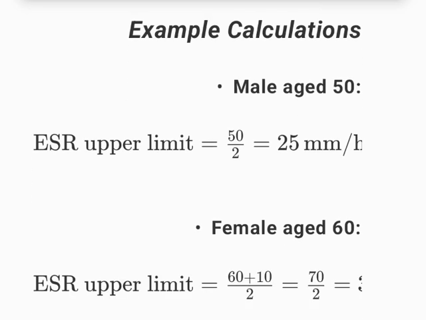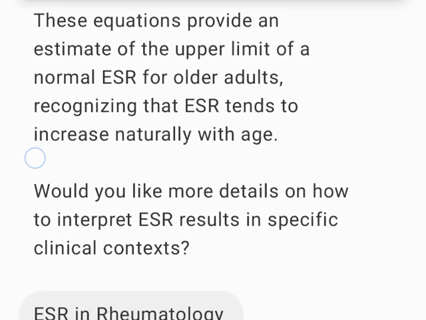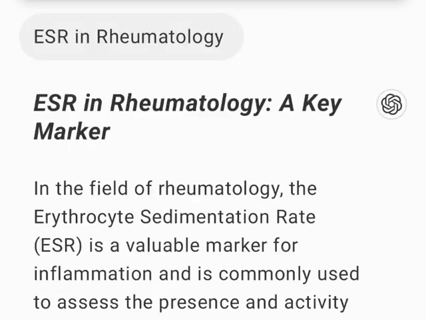Example calculations. Male aged 50, ESR upper limit equals 50 divided by 2, which equals 25. Female aged 60, ESR upper limit equals (60 plus 10) divided by 2, which equals 35. These equations provide an estimate of the upper limit of a normal ESR for older adults, recognizing that ESR tends to increase naturally with age.